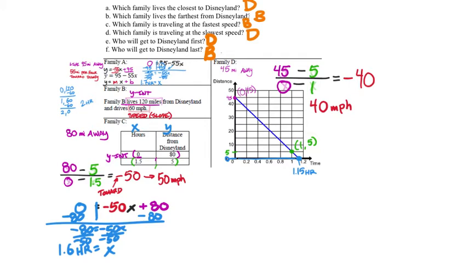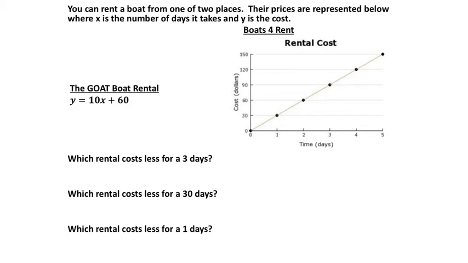types of representations. So you can rent a boat from one of two places. Looks like we got the GOAT boat rental, and then also boats for rent. The prices are represented below, where X is the number of days and Y is the cost. So, yeah, on this one, let's look at the GOAT boat rental first.